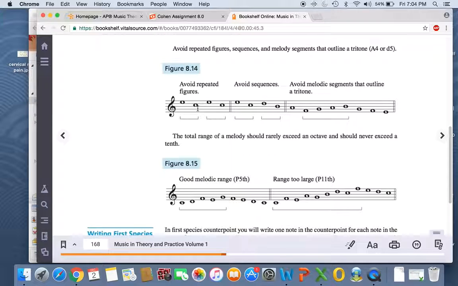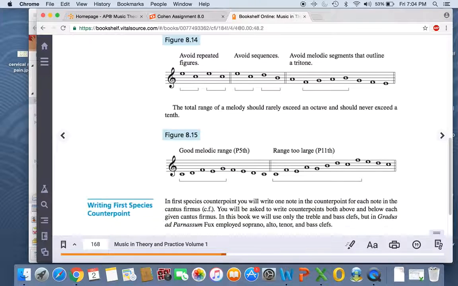Avoid repeated figures, doing that and doing that again. Sequences, we just studied those. Well, don't do them in this. It's okay to use them in our regular composition, but not right now. Avoid melodic segments that outline a tritone. So F walking up to a B is a no-no. That's where you would put a B flat on it, right? Or just don't do it.